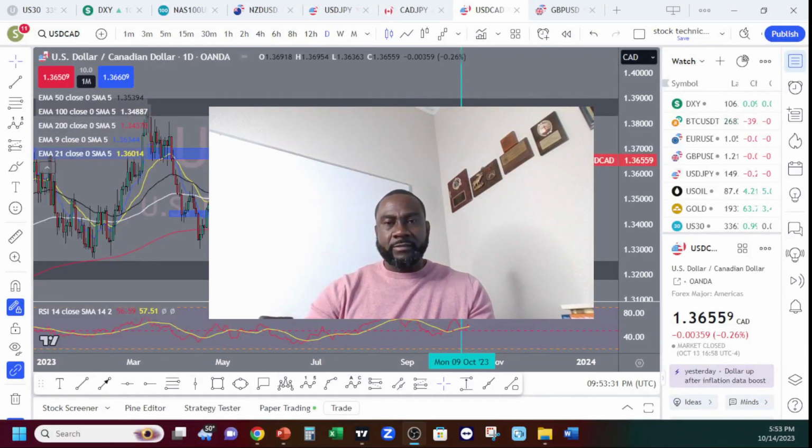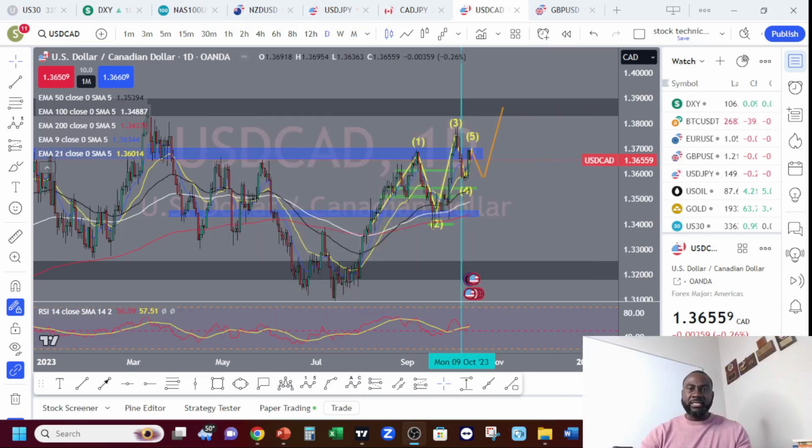This is analysis for week 2. We are looking at the USD CAD pair, which is the US dollar versus the Canadian dollar. Let's go take a look. As we can see, price has been consolidating in the higher time frame between this support and this resistance. This is a weekly resistance and a weekly support.